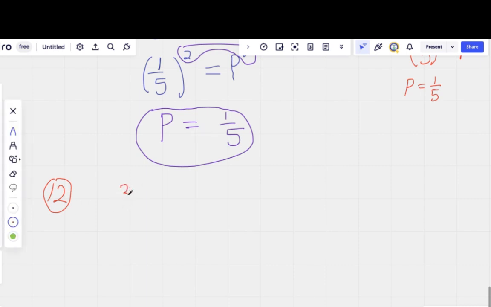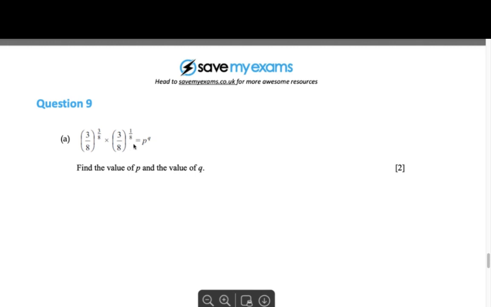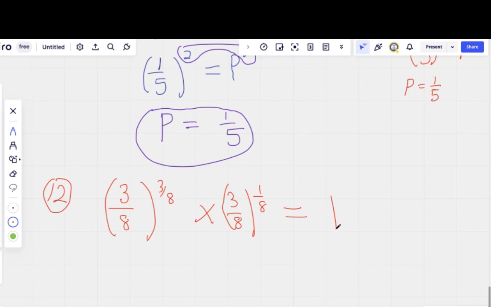Okay, 3 over 8 raised to the power of 3 over 8, times 3 over 8 raised to the power of 1 over 8, is equal to, let's see the question, is equal to P to the power of Q. It looks hard, but it's not hard, hopefully.